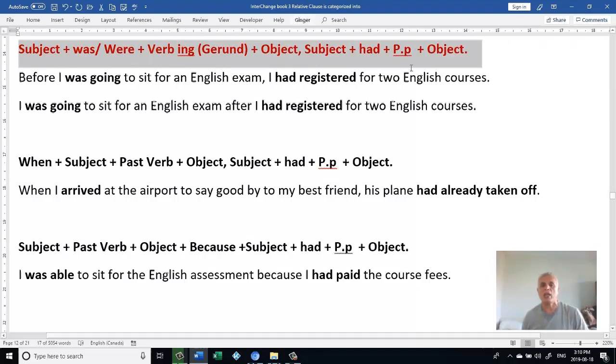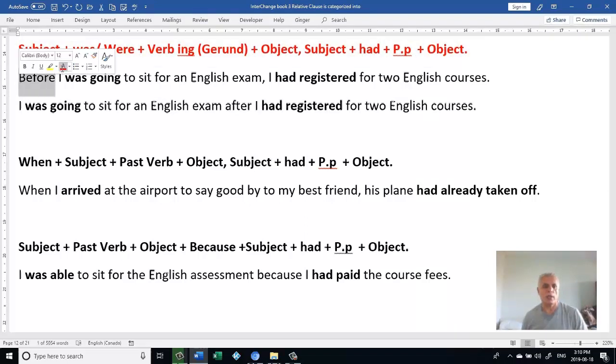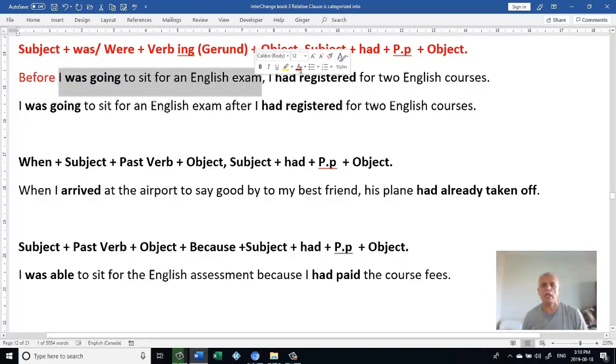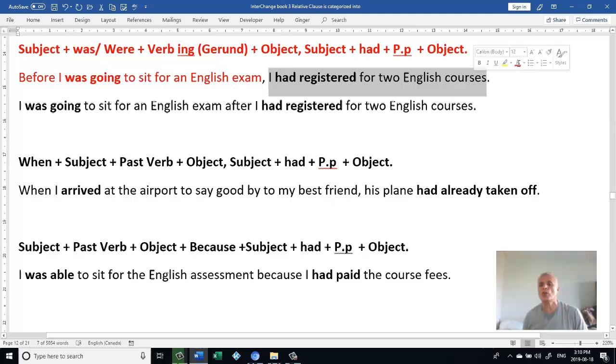Then we have 2 actions happening. For example, we say before. This is an adverb of time. Then I was going to sit for an English exam. Before I did this, I had registered for 2 English courses. You see here, we have 2 actions. This has happened in the past, could be past continuous, could be past simple, but this action happened before this action took place. This we call the past perfect. This we call the past.